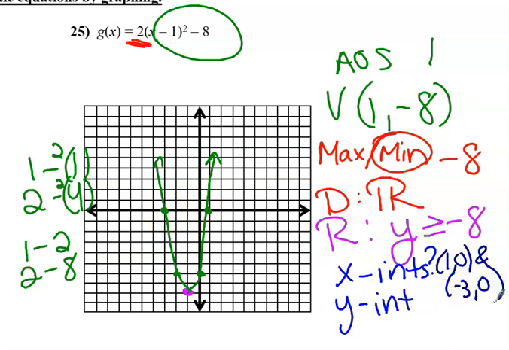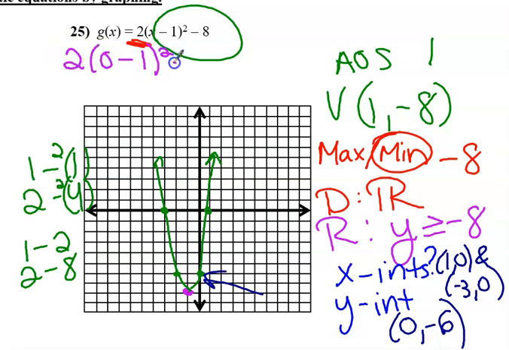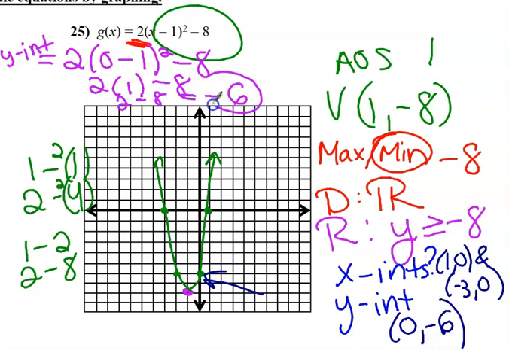Okay. The y-intercept. Well, it crosses the y-axis. So what is that number? 1, 2, 3, 4, 5, 6. So 0, -6. If you're like, ooh, how can I do that algebraically? If I plug in 0 for x, you can find the y-intercept. Okay? So 0 minus 1 squared is -1 squared, which is 1. 2 times 1 minus 8 is 2 minus 8, which is -6, which is on my graph. Okay, so that's how you figured out 25.